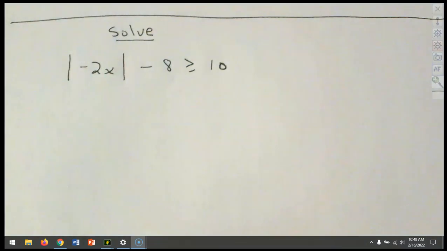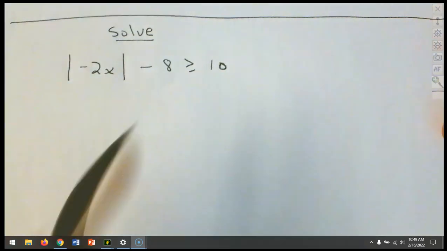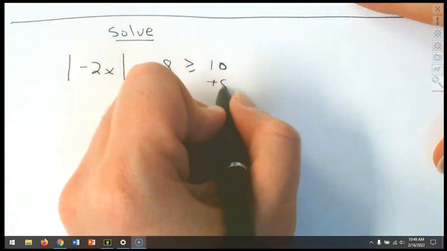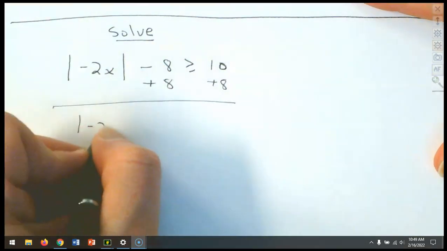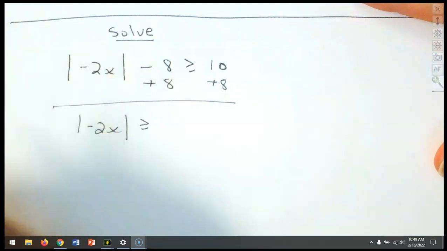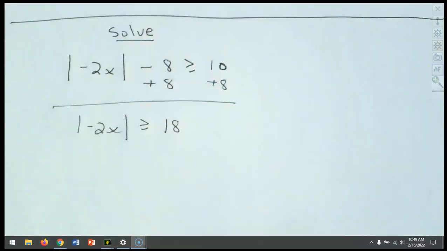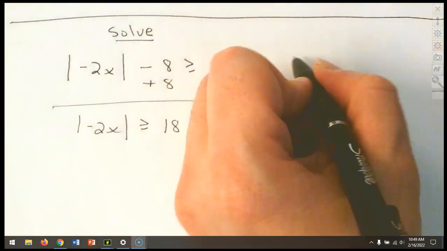So, when I see this type of problem, doesn't matter whether it's an inequality or an equal sign, that absolute value needs to be by itself. So, what do I need to do with that 8? Move it, right? Because the absolute value has to be by itself on the left. So, move that 8 over. So that's the first thing you do. Absolute value must be by itself on the left.